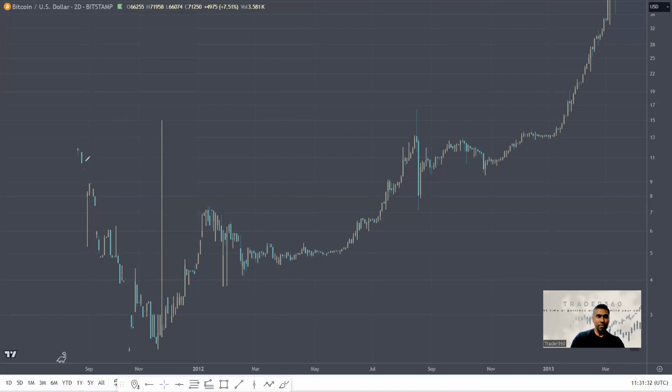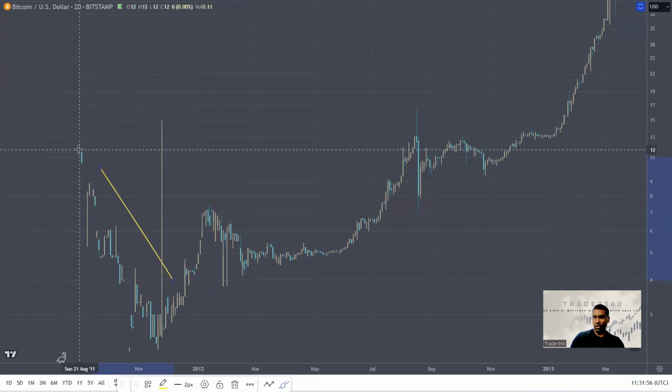So let's see, this is a Bitcoin chart which started from, I think, 2011. Let me exactly check. Yeah, this chart starts from August 2011. And if you see the price movement, it's all down from here. It was 12 and it made a low of $2.